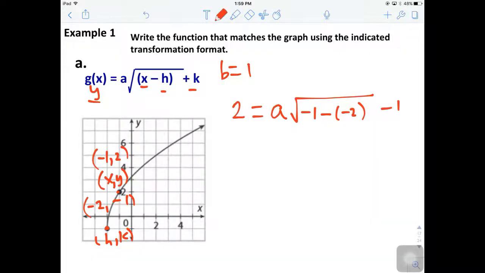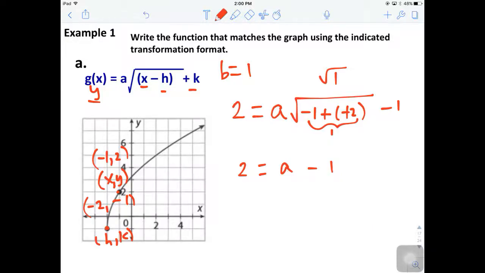So here are all of the values substituted in. Let's simplify what we can. So we got negative, negative, which is positive. -1 plus 2 gives us +1. So now we have 2 equals a times the square root of 1, which is 1. And so we don't need to write it. And we're going to have -1.